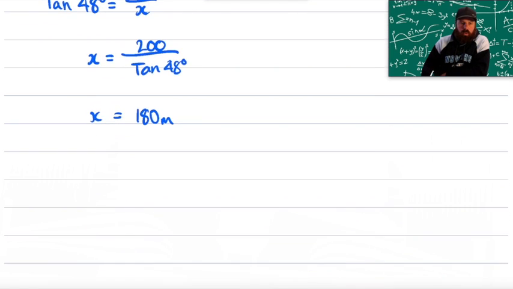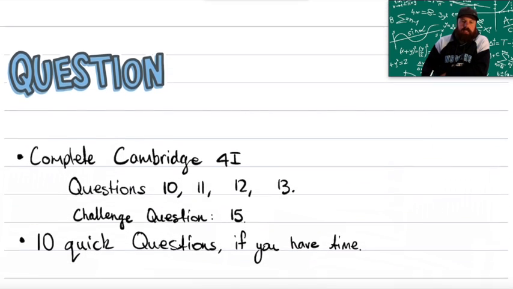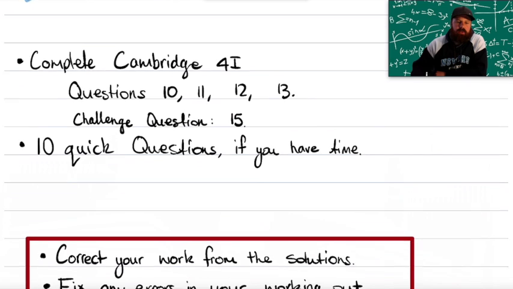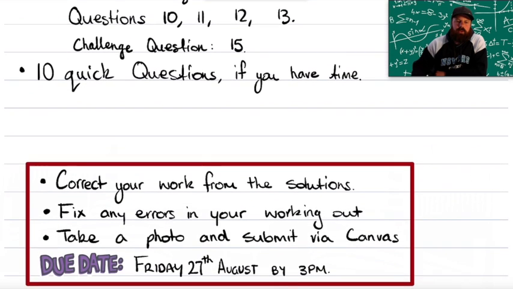What you need to do for today, guys: your work for today is to go to Cambridge exercise 4I. I just want you to complete questions 10, 11, 12, and 13. And then there's a challenge question, question 15 there. On the screen now are some links to an extra example and the rest of the playlists if you need some extra assistance. And as always, correct your work from the solution, fix any errors in your working out, take a photo and upload it to Canvas by Friday afternoon.